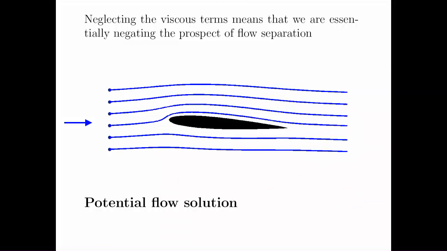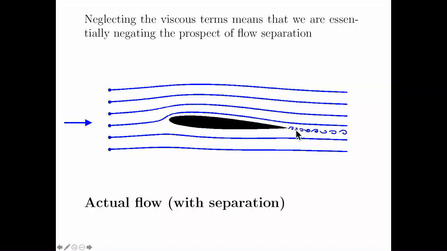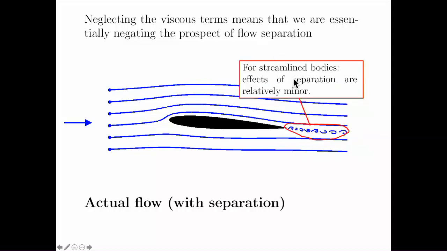How about a streamlined solid body such as an airfoil? An airfoil is a streamlined body, and you can see that the flow over an airfoil looks quite nice for a potential flow solution. If you compare it with an actual flow, you will have some separation in an airfoil, but for streamlined bodies, the effects of separation are relatively minor. So the assumption that the flow is inviscid is quite reasonable for a flow over an airfoil.